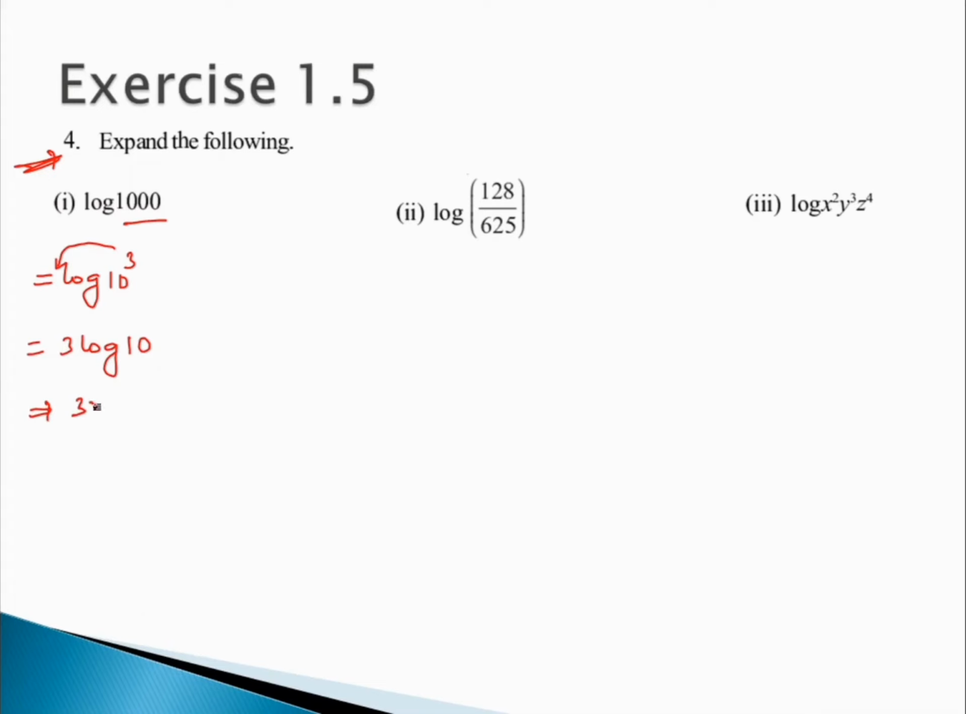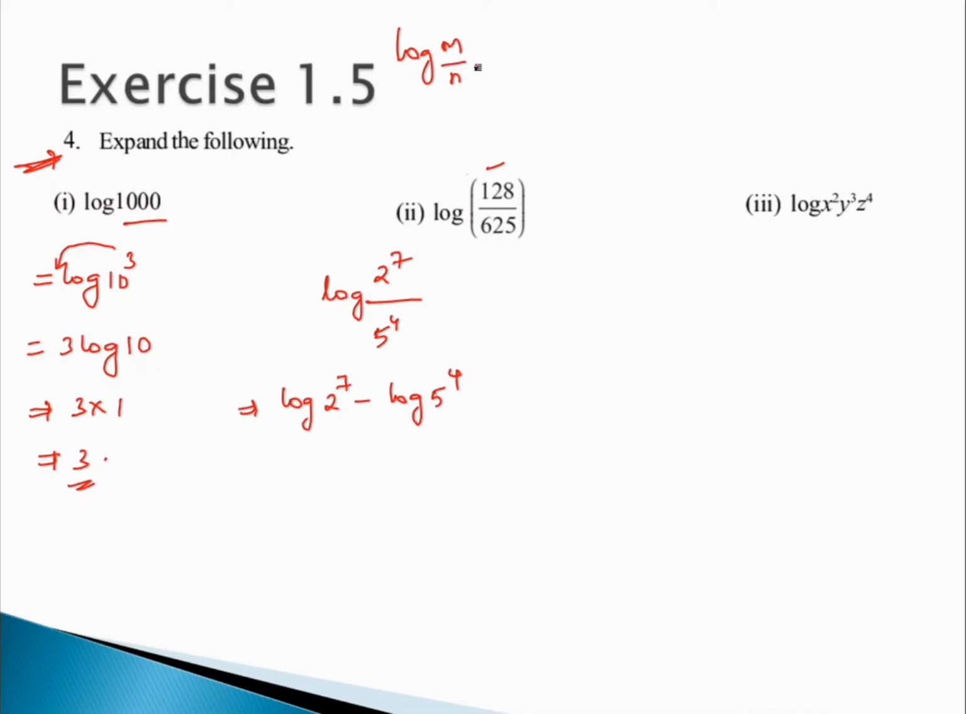So I can write this log 10 is only 1, so the answer is 3 at last. Okay, so let us look at this one. How do I write it? I can write 120 as 2 to the power of 7 by this number as 5 to the power of 4. See, if it is division, we are having a formula that shifts to your fraction. I hope you remember the formula.